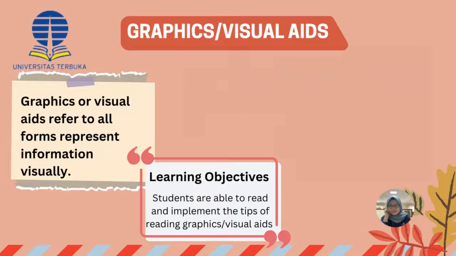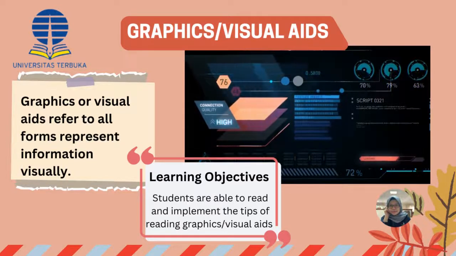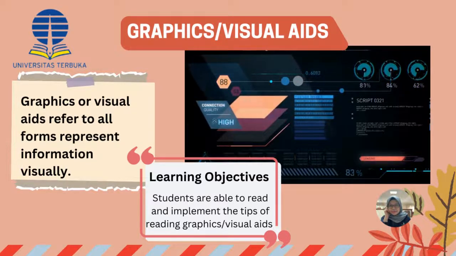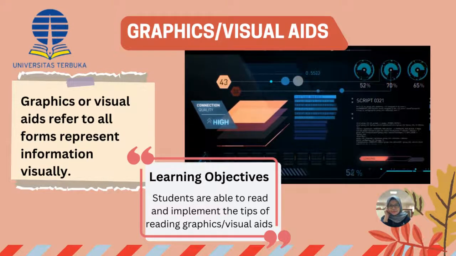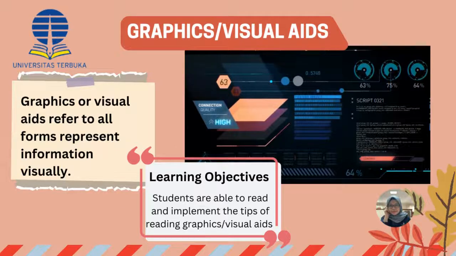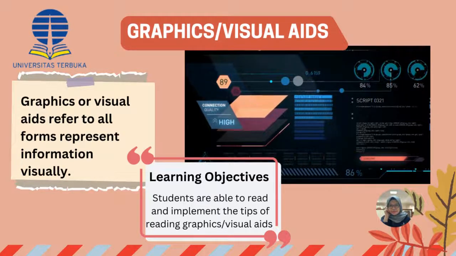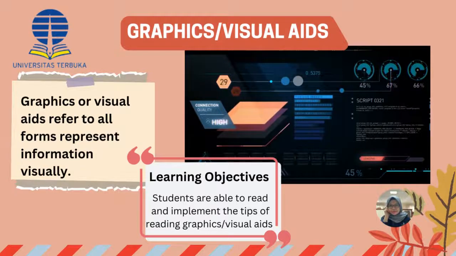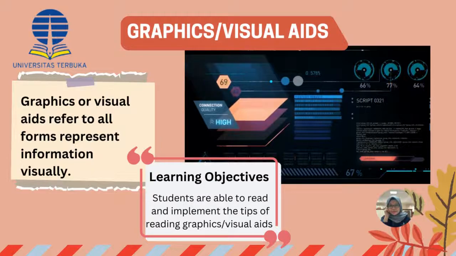After watching this video, you are expected to be able to understand and implement the tips of reading graphics or visual aids. Graphics or visual aids refers to all forms that represent information visually. The aids involve maps, charts, diagrams, and tables. We can find these aids easily in many academic textbooks used to present information.